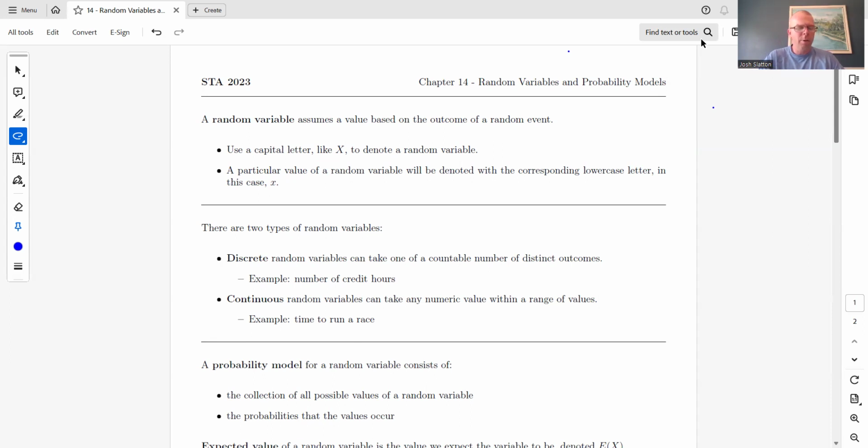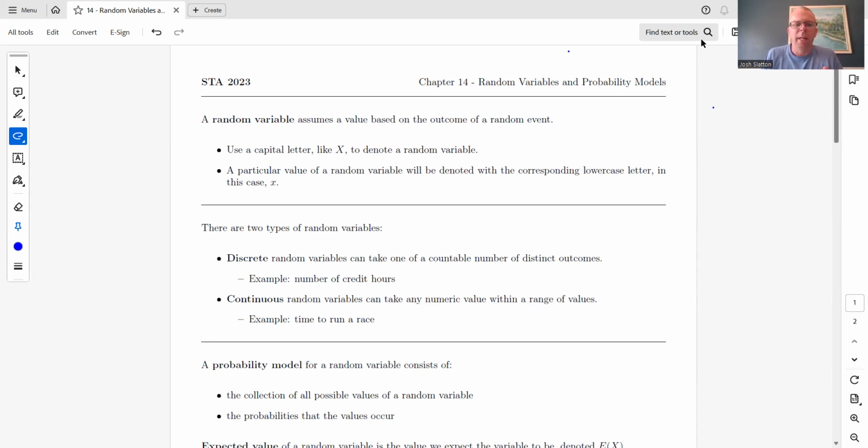All right, so this one starts with random variables. So a random variable is a variable that assumes a value based on the outcome of a random event, or you could say it associates a number with a random event. So for instance, flipping a coin is not a random variable. It lands on heads or tails. That's not a numeric value.